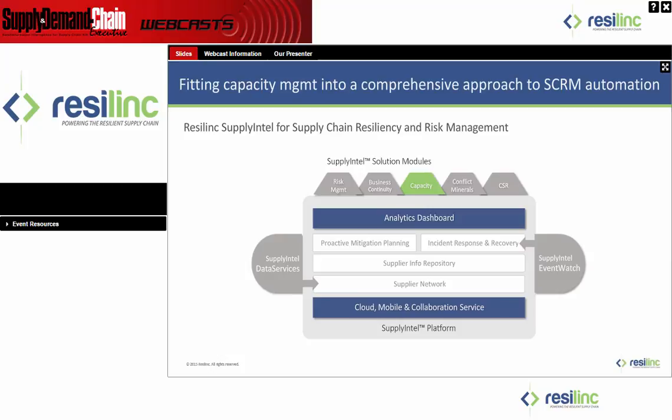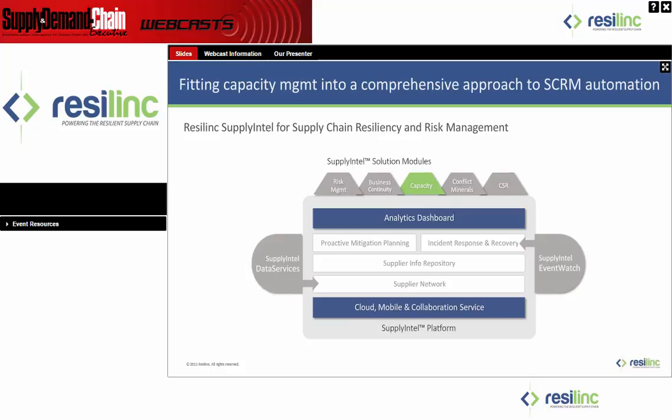Now I'm going to spend some time talking about what Resilink's solution looks like for a comprehensive approach to supply chain risk mitigation automation. We have a platform for risk, capacity, supplier business continuity, and adjacent functionality on an integrated cloud-based solution. The platform, as of this presentation, supports a network of over 40,000 suppliers worldwide. Built on top of this supplier network is a supplier information repository that brings together data about supplier risk, capacity management, business continuity planning, and adjacent functions.